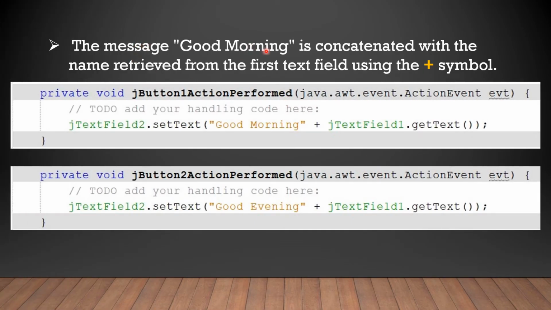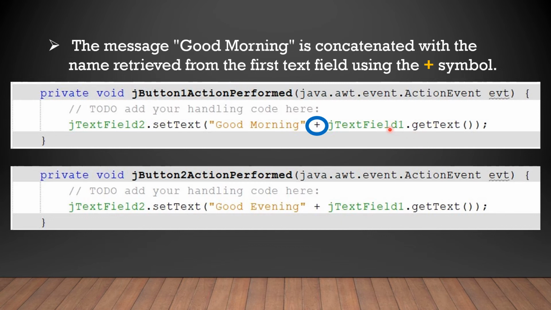The message good morning is concatenated with the name retrieved from the first text field using the plus symbol. So now we are emphasizing the use of the plus symbol. Why have we used it? As we discussed in our previous video, we use this plus symbol to concatenate something. Concatenate means joining. So here we want to join this good morning part with the name of the user. And for the name of the user, we have already used this statement. We have understood how to use it and why it is written in this way. So from this part, we are going to retrieve the name of the user.